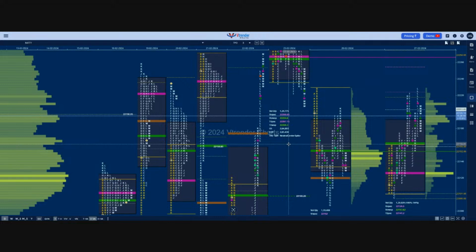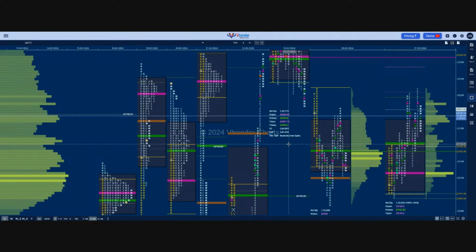And we are here for another session where we'll be looking at how we can make use of order flow to take trades in options. So right now we have the chart of Nifty futures. We have a market profile chart just for the context of what happened in Nifty futures yesterday and today.